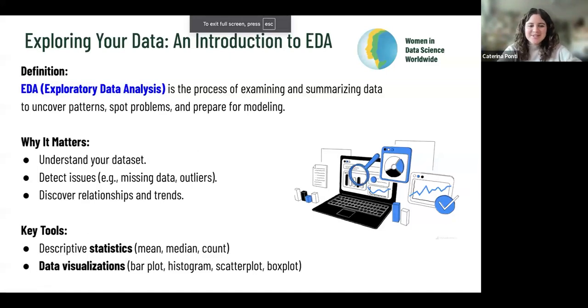So we're going to switch back to the presentation, and I'm going to introduce real quickly what exploratory data analysis is, which we're going to go over now. It's a really important part of data analysis and machine learning in general, because it's a step that is fundamental before performing the machine learning itself.